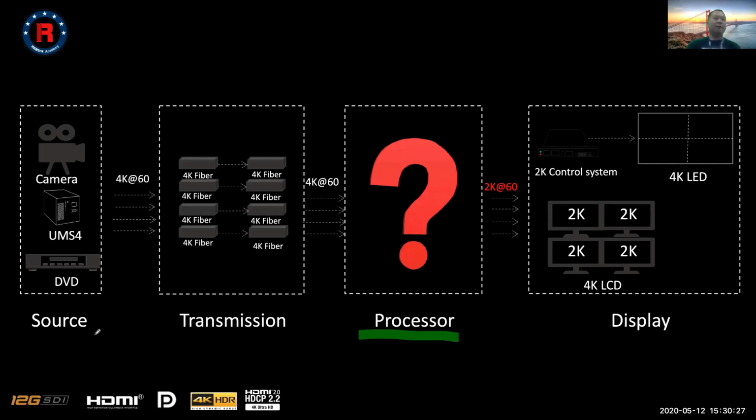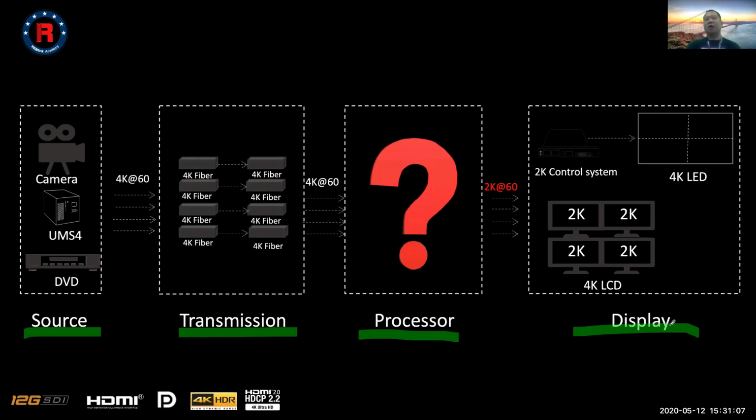On the left is the source, this is the content. The content is coming from the capture camera. The content is coming from the playout machine, including the media server, including the Blu-ray player. The content can be delivered with the cable. The content can be delivered wireless. And on the right, there are a lot of different kinds of displays.